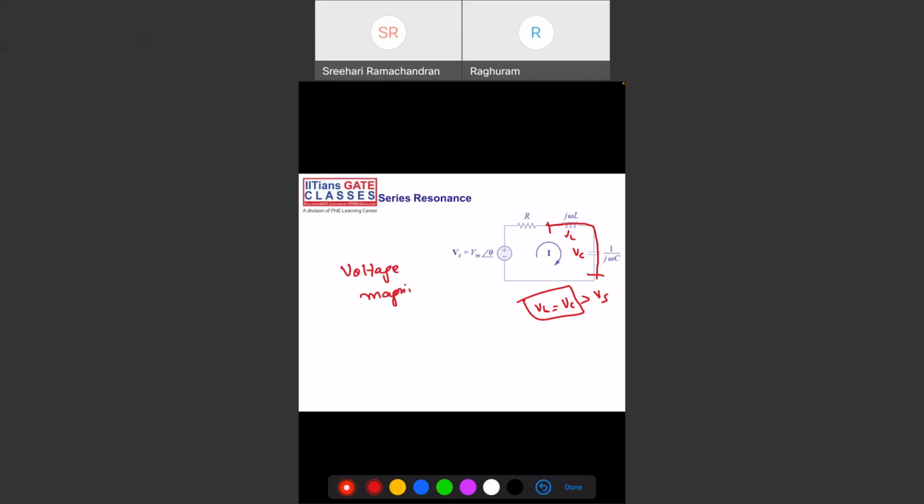Voltage magnification happens in series resonant circuits. This is important. At voltage magnification, or series resonance, VL and VC are equal and their value is greater than VS, the source voltage value. Then there is a phenomenon called voltage magnification that happens at series resonance.